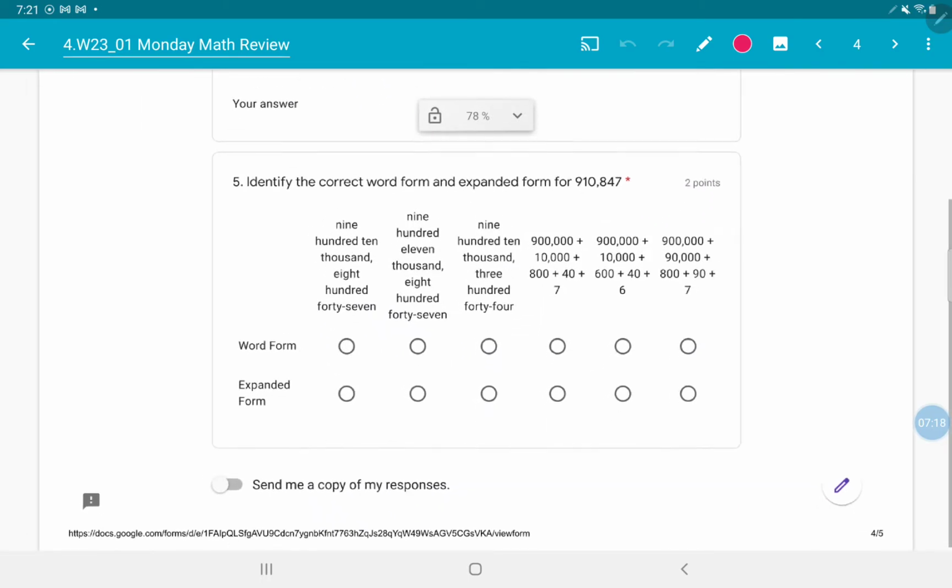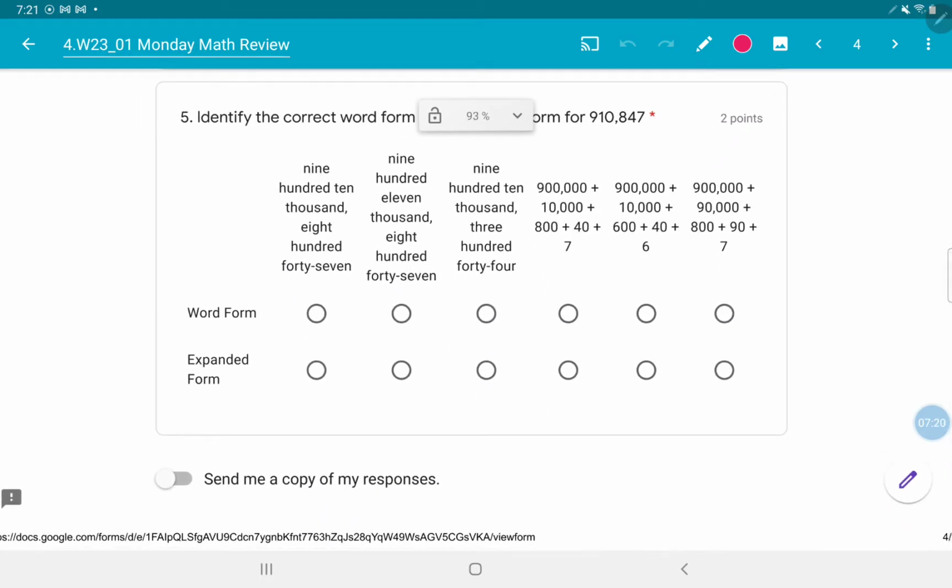And then if I look at number 5, I'm looking for the expanded form and word form of this number. So for word form, I'm going to just write that number the way I would say it. I would say 910,847.